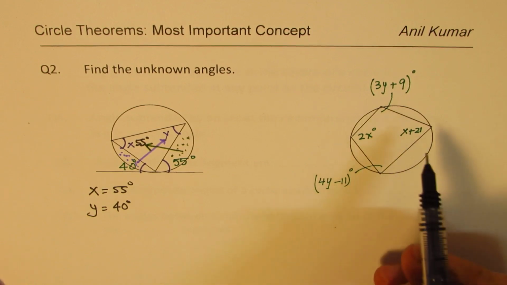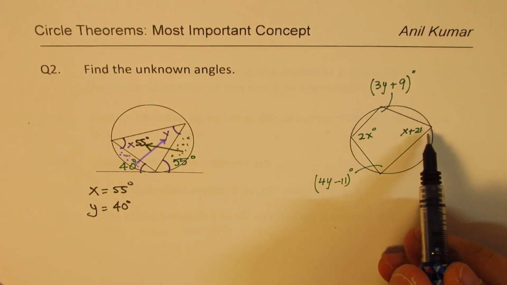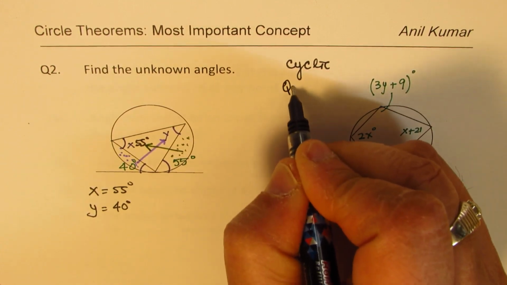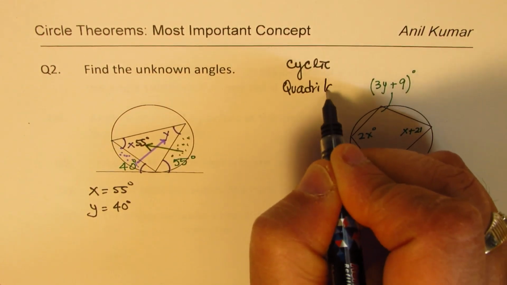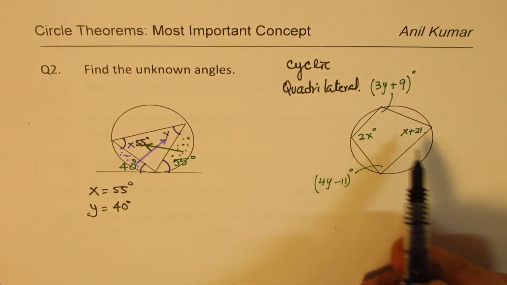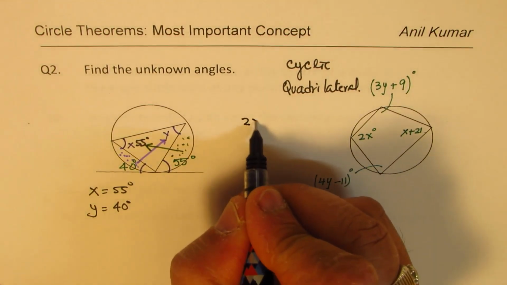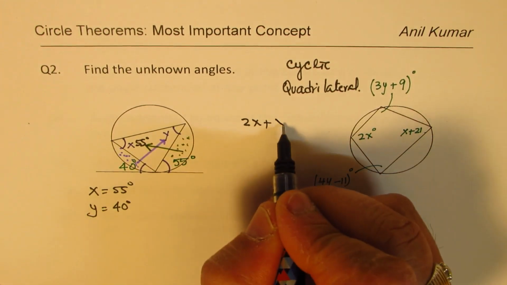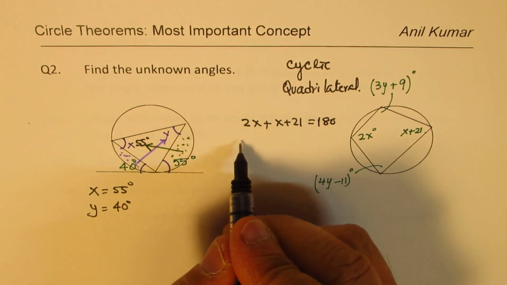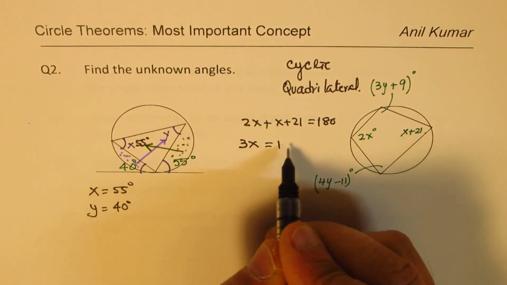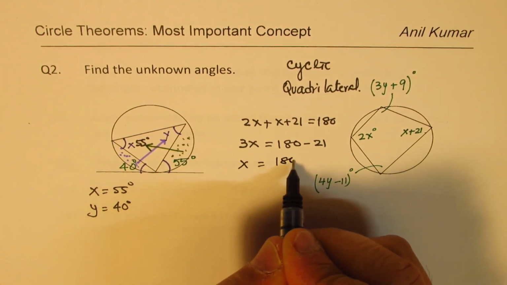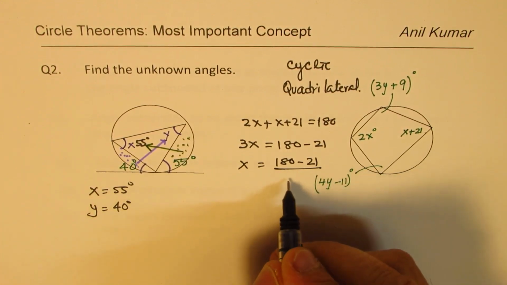Now let's do this. In this particular one, we have a cyclic quadrilateral, right? So what did you learn about it? They add up to 180. So we can write 2x plus x plus 21 equals 180, right? So that gives you 3x equals 180 minus 21, or x is equal to 180 minus 21 divided by 3.